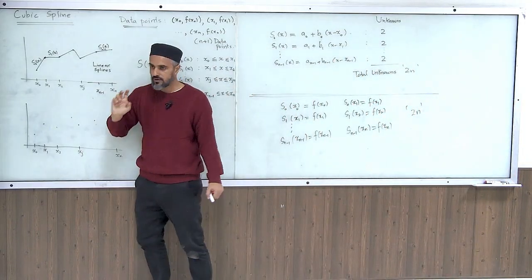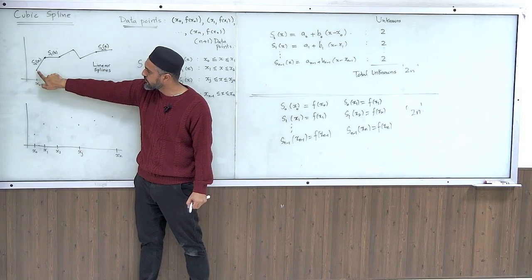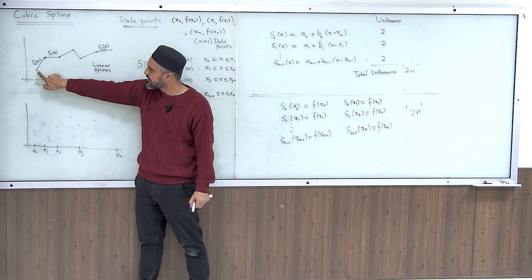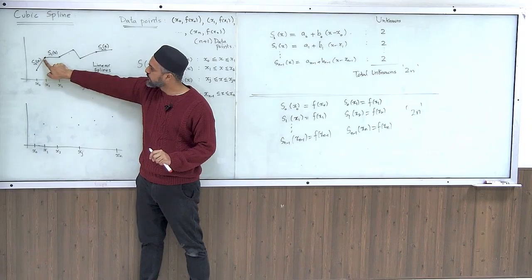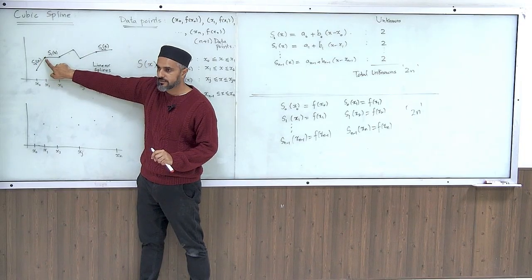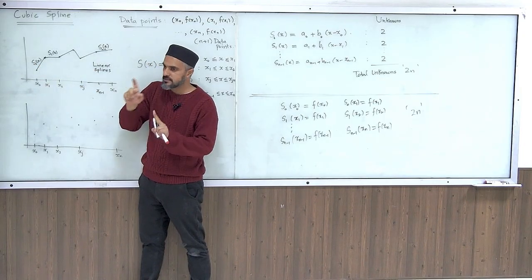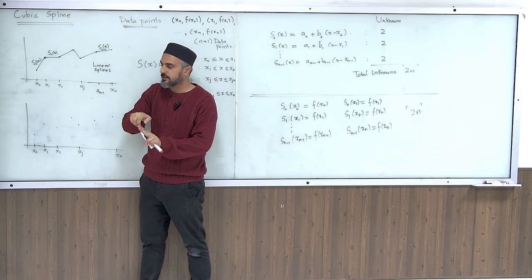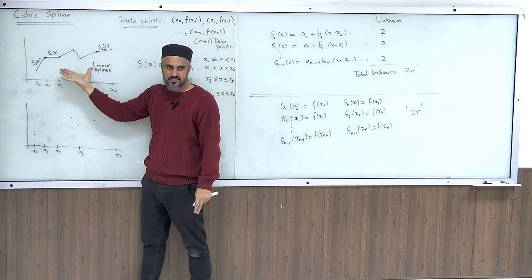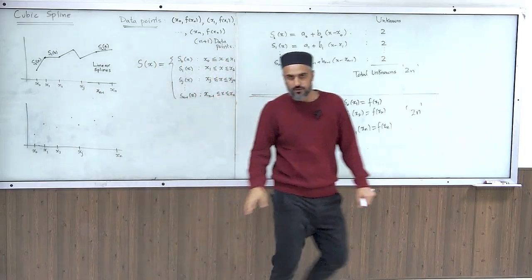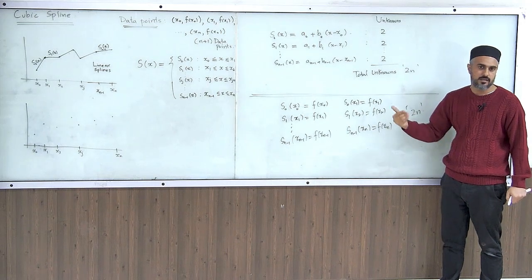So we have a question: how are they 2n? If you see, S0 at x0 will give you the value f of x0. So this is one equation. S0 at x1 will give you the value f of x1. So this is the second equation. So from S0 you got 2 equations. Similarly for S1 you get 2 equations, and from S(n-1) you get 2 equations. Totally the Sj's are n, so you got 2n equations and 2n unknowns, and you'll be able to solve it.